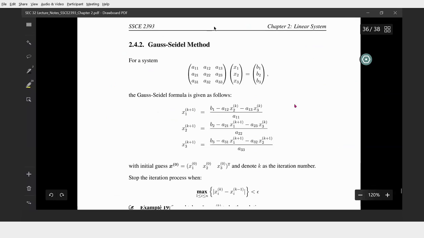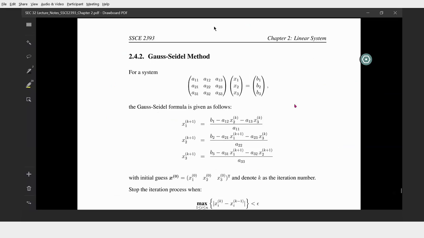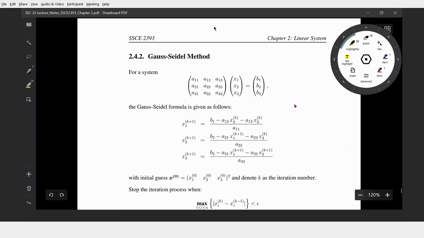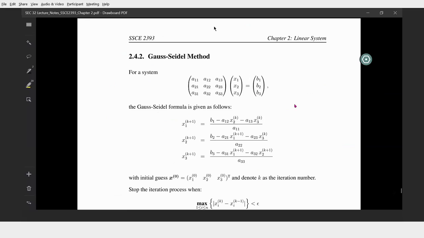Now the last one, the Gauss-Seidel, on the same system. I want you to highlight that the difference between Gauss-Seidel and Jacobi is here in the iteration notation. So that one.